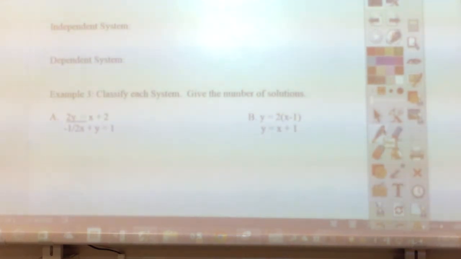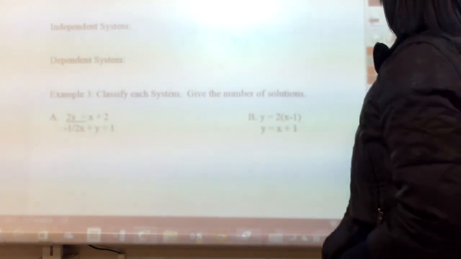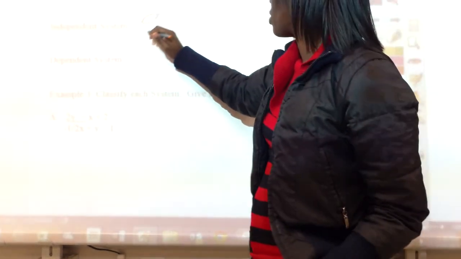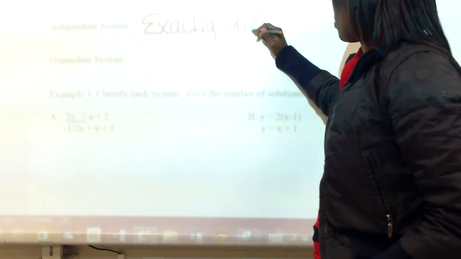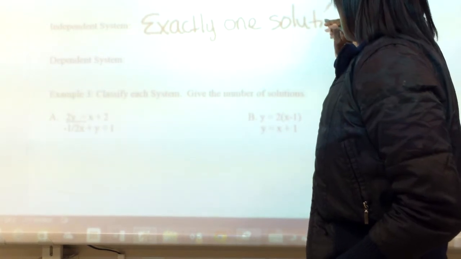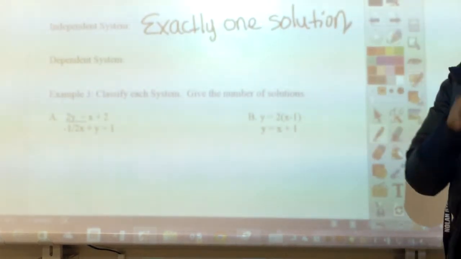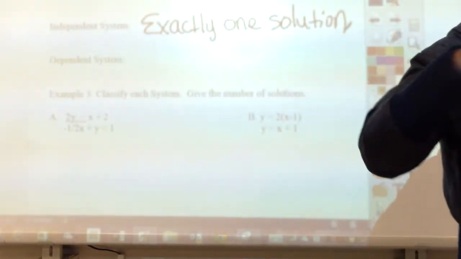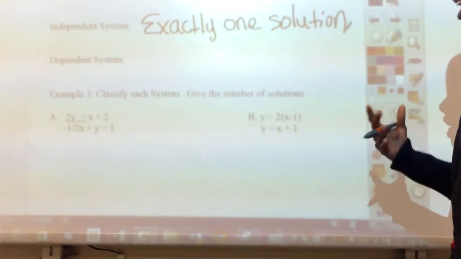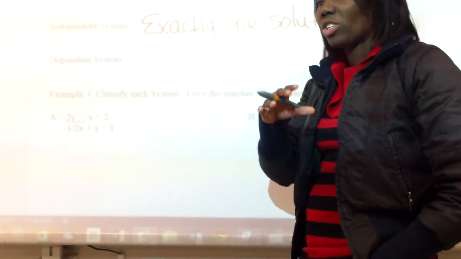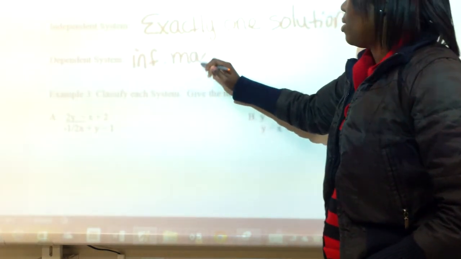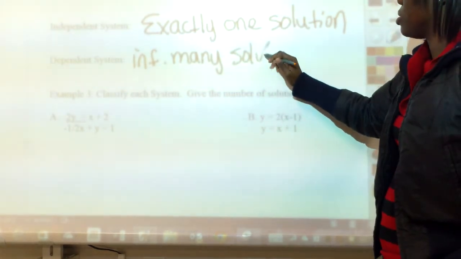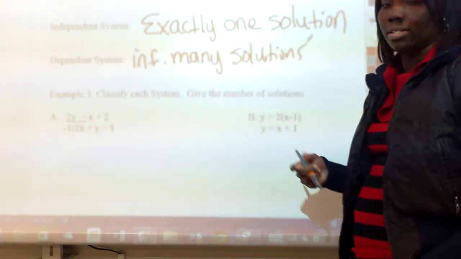And so an independent system is a system that has exactly one solution. Exactly one solution. Remember, independent is more like somebody who stands alone, in control, so it's only one solution. And dependent, remember, it depends on something, or dependents can be children. So in terms of systems, infinitely many solutions would be considered a dependent system.